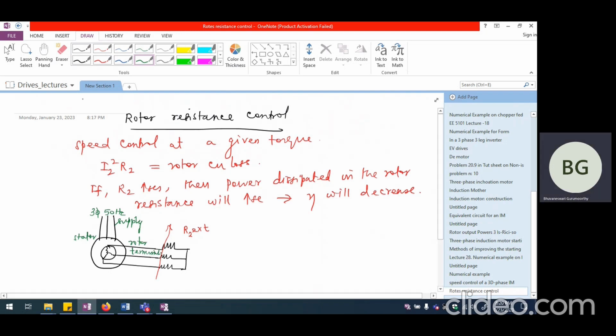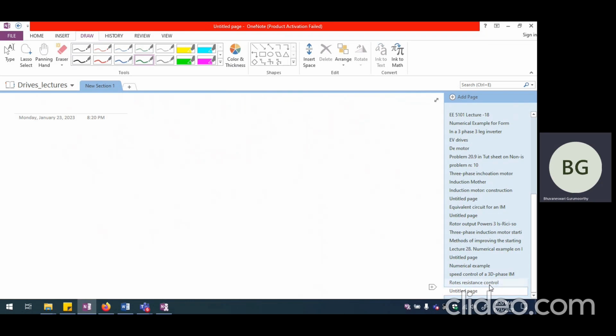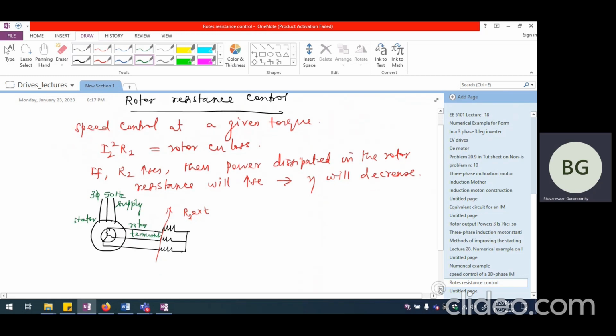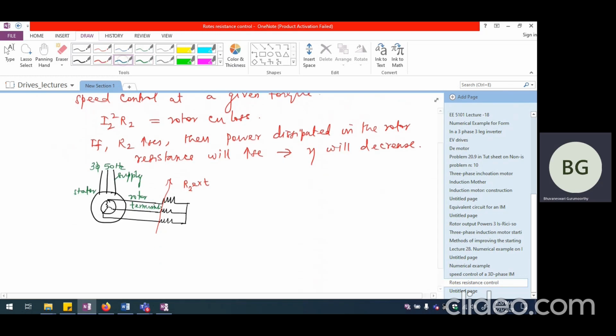Now, rather than using a physical three-phase resistance directly, can we implement it in a simpler way? If we look at it, we should be able to implement it somewhat like this. This particular method of implementation is called static rotor resistance control.